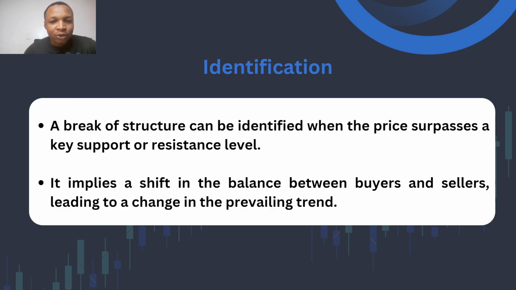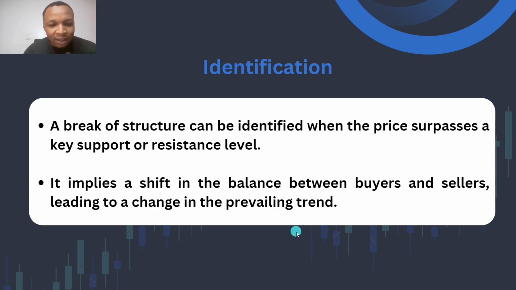Now, talking about trends, how do we identify trends? The first thing we can use is when the price has surpassed a key support or a key resistance level. In coming videos, we're going to talk about support and resistance, but we'll briefly show you that in this video. When the market has surpassed a previous support or resistance level, then you'll be sure of a break of structure.